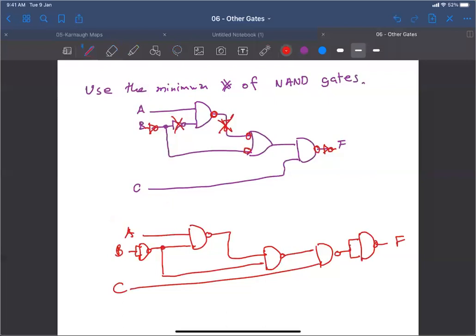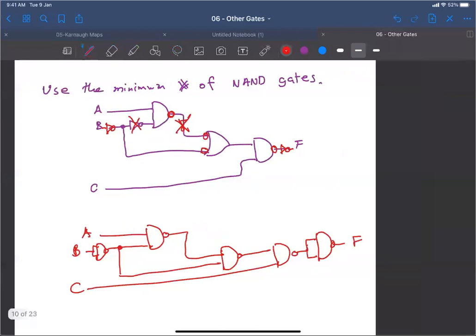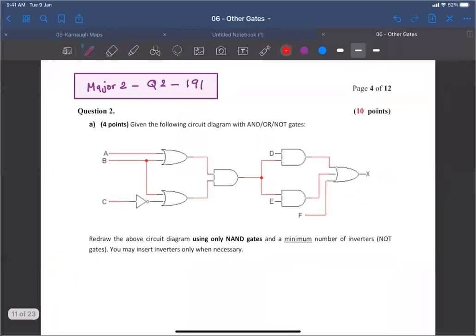This is because the question doesn't tell you to use inverters. But if the question says it's okay to use inverters, then it's okay. Like this one here. This is an exam question, Major 2 of 191. Question 2 says: redraw the above circuit diagram using only NAND gates and minimum number of inverters. So it's okay to use inverters in your circuit here.